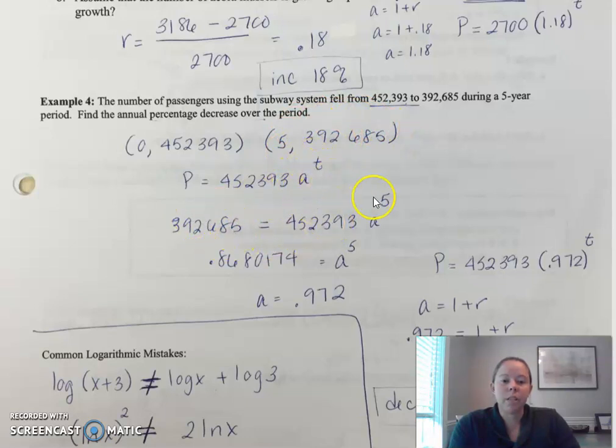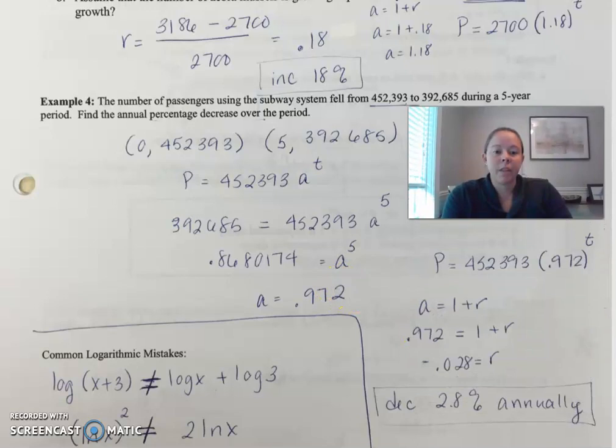So we're going to use that other ordered pair to plug it in. I plugged in t is 5, and I plugged in this 392,685 here, and then was able to solve. So I divided, took the 5th root of both sides, and got my 0.972. That's what's going to go here, and that gives me my formula. I didn't get the rate though, I just got A. So 0.972 equals 1 plus R, subtract 1, and now I got my decrease of 2.8% annually.